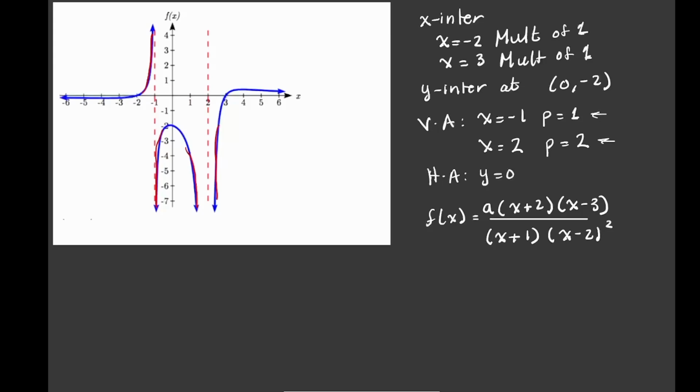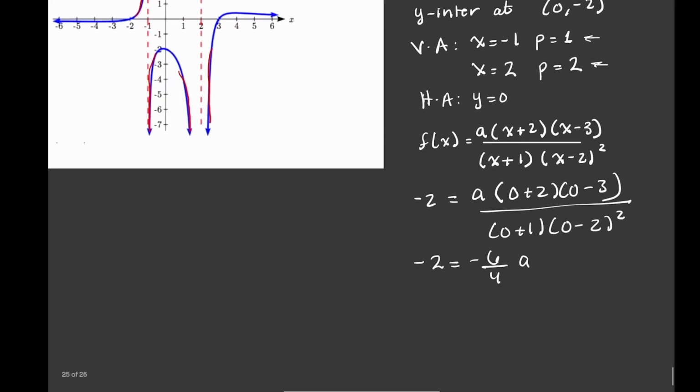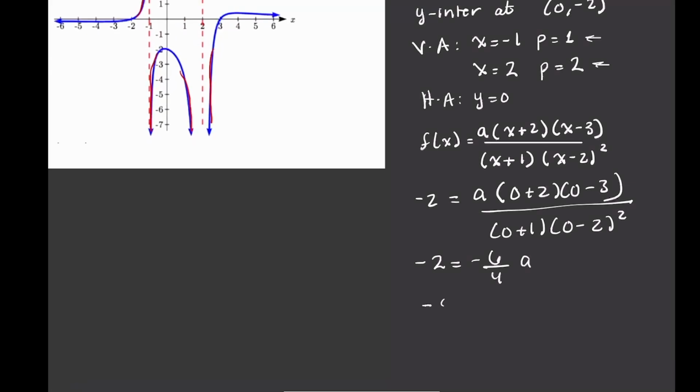Now I am going to use my y-intercept to find my a value. So I am going to plug in -2 equal to a, and for every x I put in 0. 0 minus 3, 0 plus 1, 0 minus 2 squared. So that's going to give me -2 is equal to -6 over 4, times a. Multiply both sides by 4. -8 is equal to -6a. A is equal to 4/3.